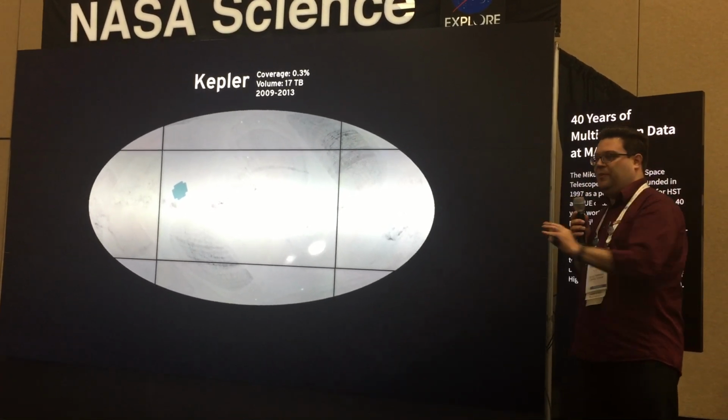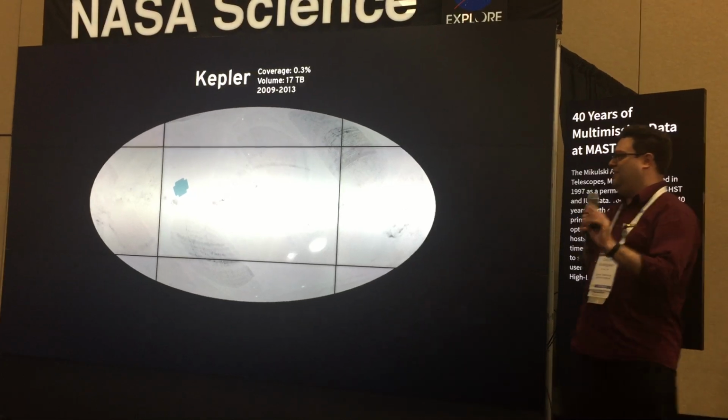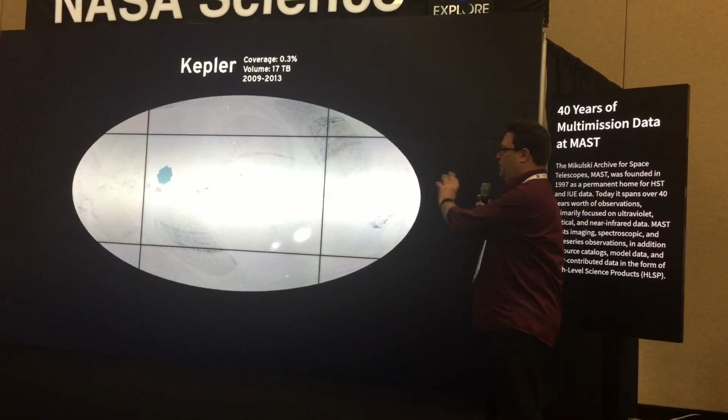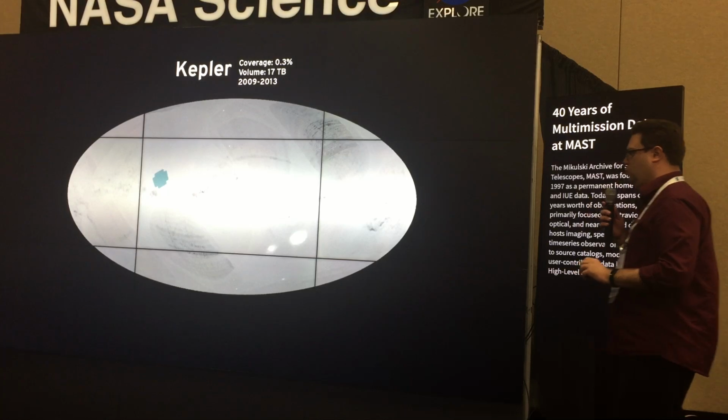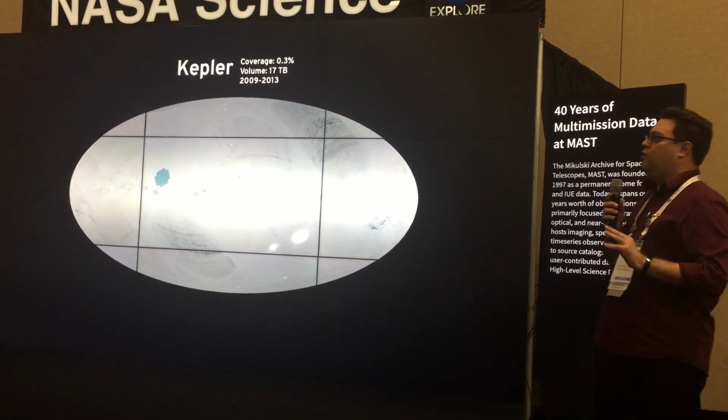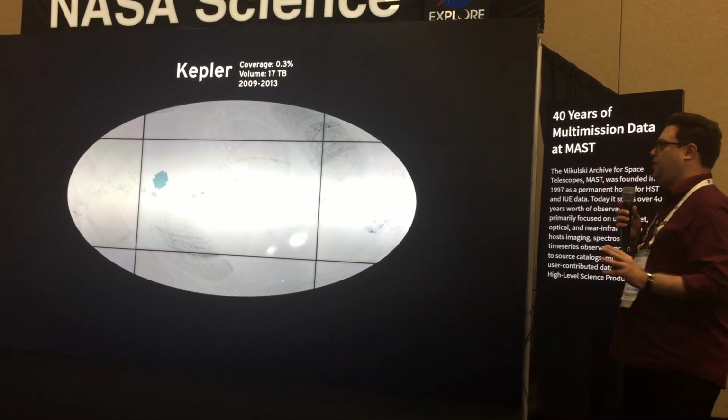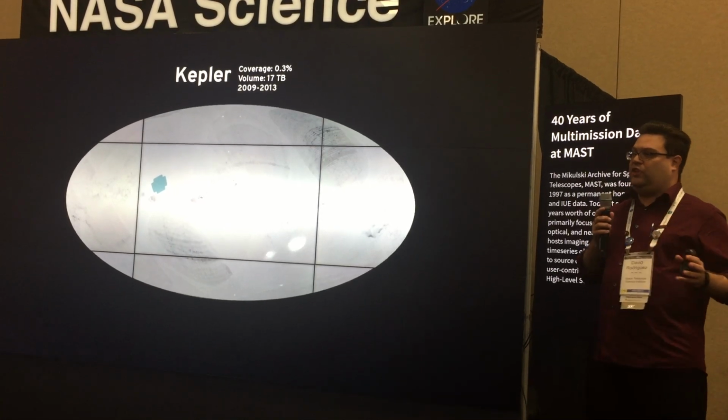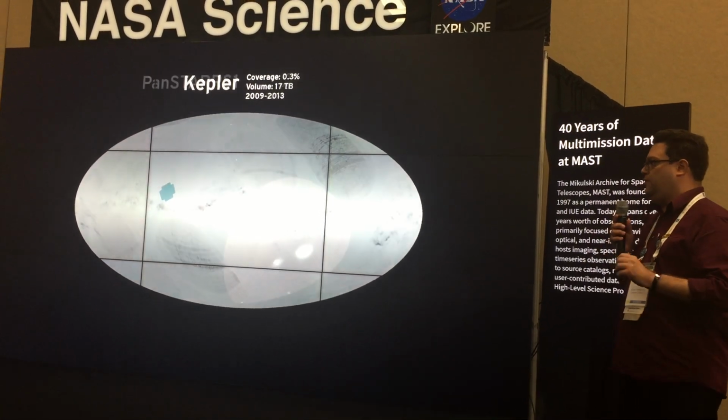Kepler. Kepler is amazing. You may have heard of it. It's excellent. I'm not showing the K2 fields for completeness, but we do have the K2 fields as well. Kepler is probably best known for extrasolar planets, but it's also very well known for asteroseismology and transient studies of all kinds.